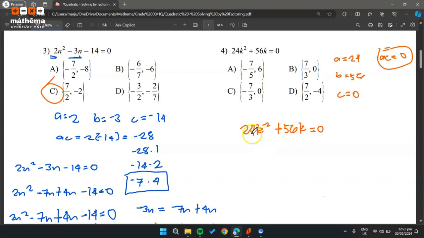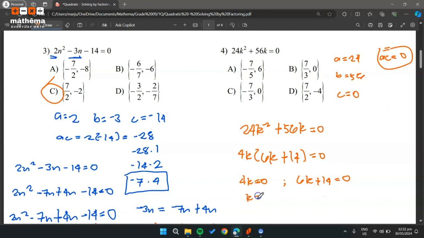K is common, and then 24 and 56, we can actually factor out 4, right? So when we factor out 4k, what will remain here is just 6k plus, this is 56 divided by 4, that is 14, that's 14 equals 0. And then what we are going to do is, again, the same thing. We have 4k equals 0, that's 1. And then we have 6k plus 14 equals 0.